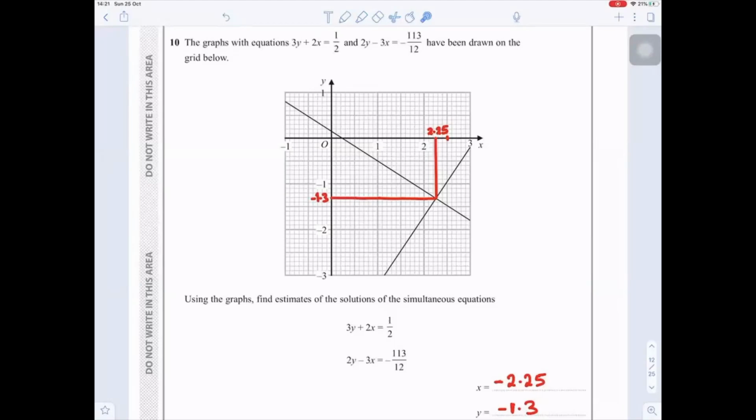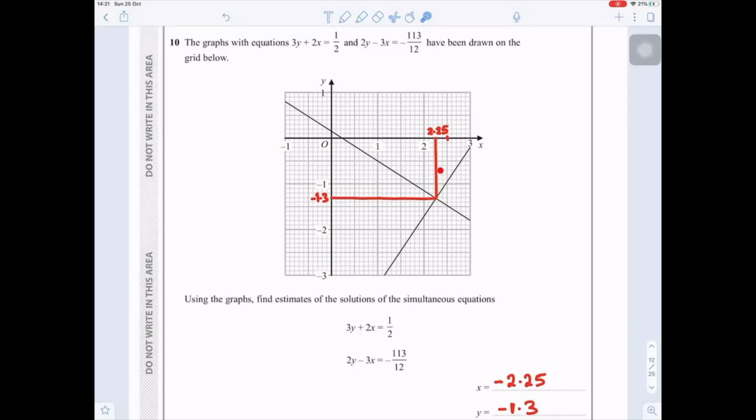Question number 10. The graphs with equations 3y plus 2x equals a half, and 2y minus 3x equals minus 113 divided by 12 have been drawn on the grid below. Use the graphs to find estimates of the solutions of the simultaneous equations. So to find an estimate, you look for where the graphs meet. They meet at that point in the middle there.